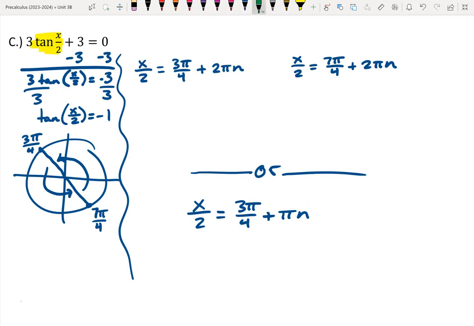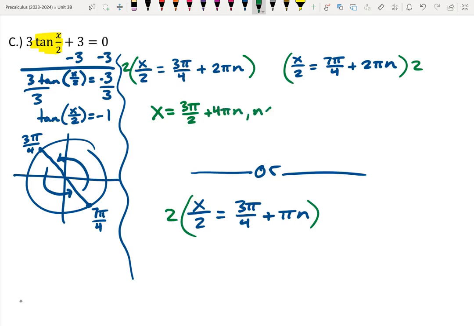Multiply by 2. I'm going to do it on all of these, so whichever way you decide to do it, you need to multiply everything by 2, and also on this version down there. So that would be x equals, let's see, when I multiply 6 pi over 4 would be 3 pi over 2, plus that would end up being 4 pi n, n is an integer.